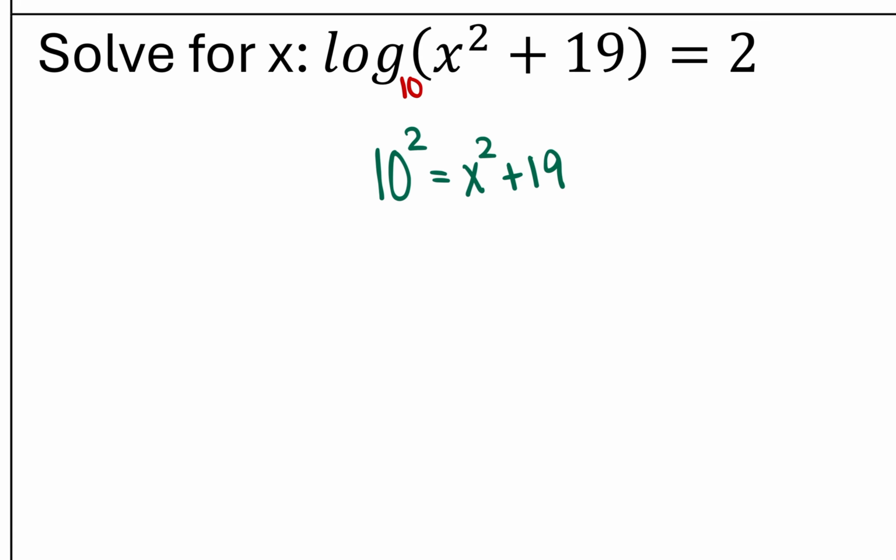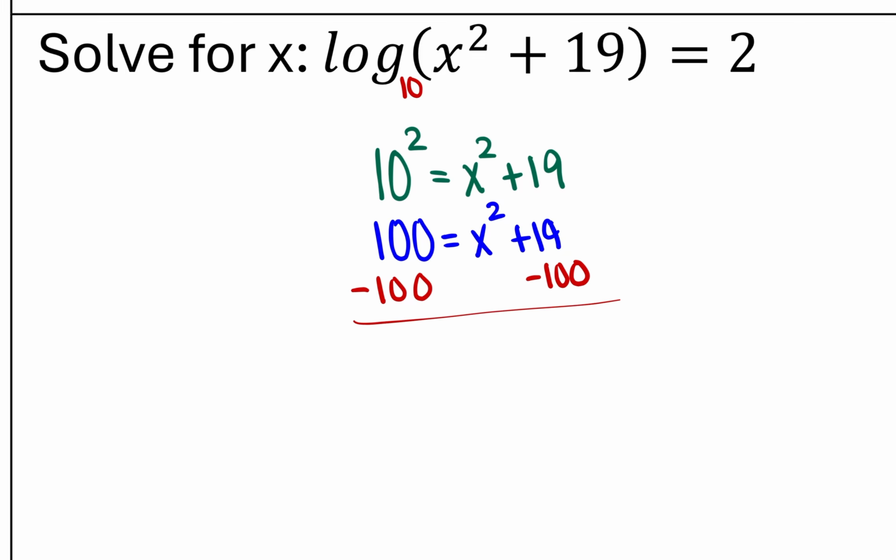I know that 10 squared is 100, so I have 100 equals x squared plus 19. I will then subtract 100 on both sides. Keep in mind that the reason why I'm doing this is because I want to move all the terms to the side that contains the positive x squared. So I do minus 100, minus 100. This will leave me with 0 on the left, and I end up with x squared minus 81 on the right-hand side. Notice that I have a difference of squares, correct?